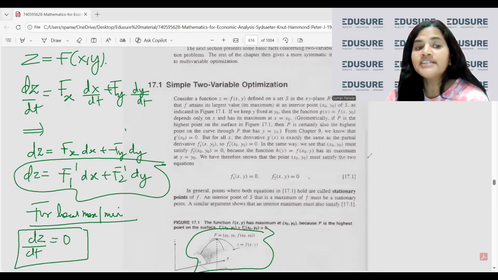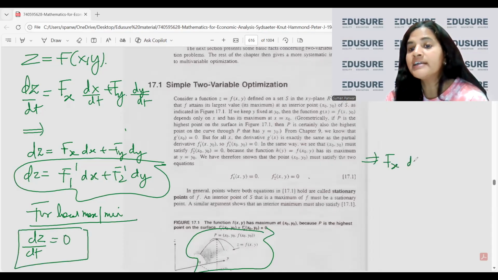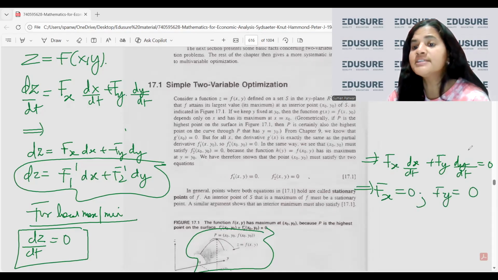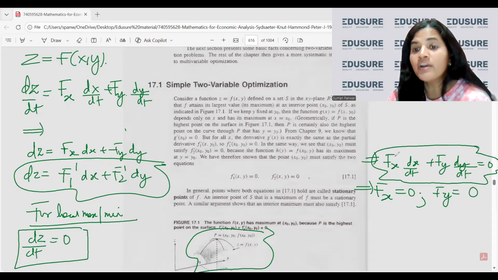What does it mean? It means that my fx dx by dt plus fy dy by dt is equal to 0. This means that my fx should be equal to 0 and my fy should be equal to 0, because this should be happening for all x and all y. Now, when is this possible? This is only possible when fx and fy are identically 0.